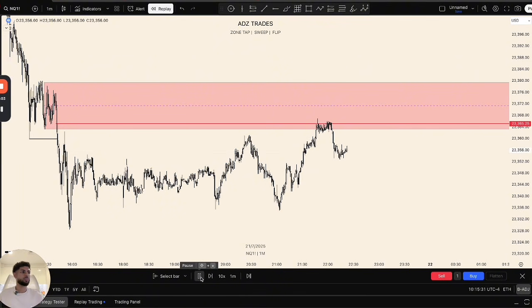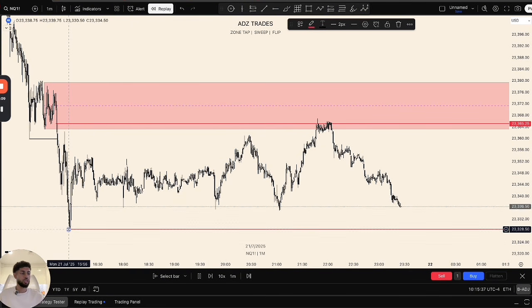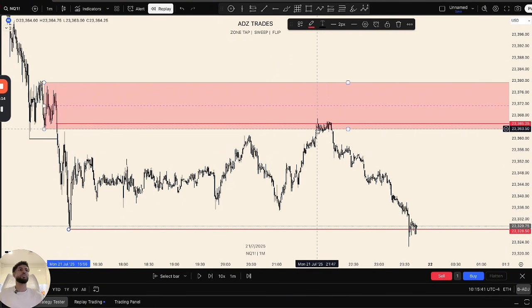And what do we do? Well, let's see what we do. I'm expecting a nice big dump now to create a lower low past here. Look at that. This isn't random. Price didn't randomly just decide, oh, you know what? I want to start moving lower.